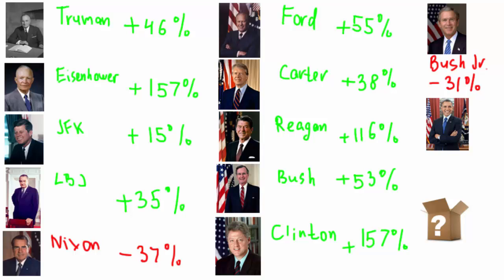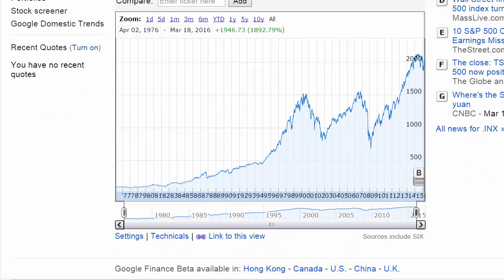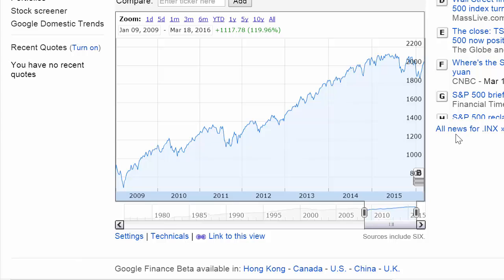I'm going to use the following to do this. He started in January of 2009, so we're going to go to Google Finance. We're going to change this left slider to January of 2009. So here we go, January 23rd of 2009 until today's date, which is March 18th of 2016. And this will automatically calculate for us what the actual increase of the S&P 500 was during his term, and you can see it right here.